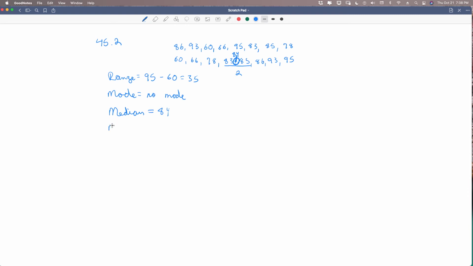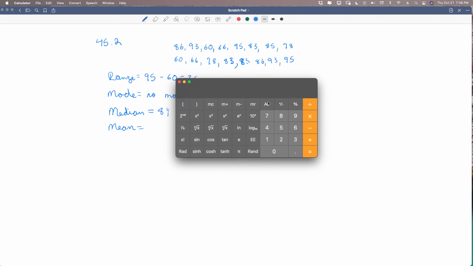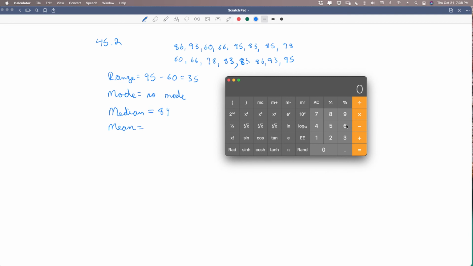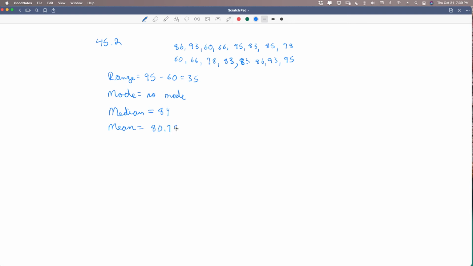All right. Now the only thing left is the mean, and that is the average. So let me erase this little bit right here. All right, and we're going to pull up my calculator, and we're going to clear this out, and we're going to add all these together. So 60 plus 66 plus 78 plus 83 plus 85 plus 86 plus 93 plus 95 equals 646. And we have 8 numbers, so we divide that by 8. And we get 80.75. So 80.75 is the mean of these numbers, or the average of all the scores.